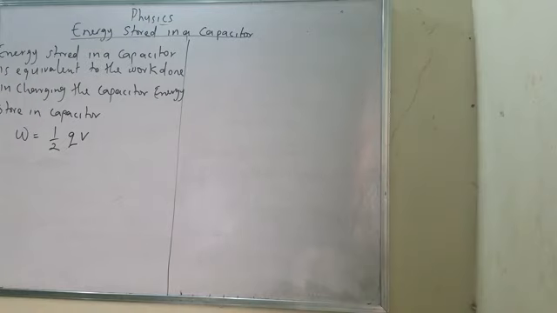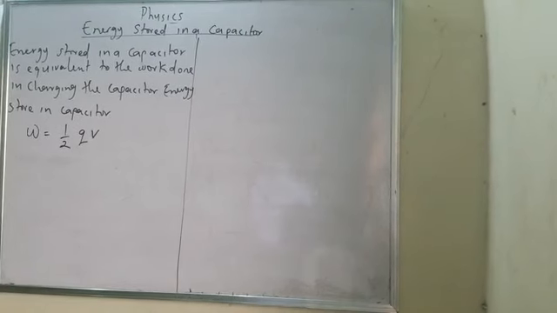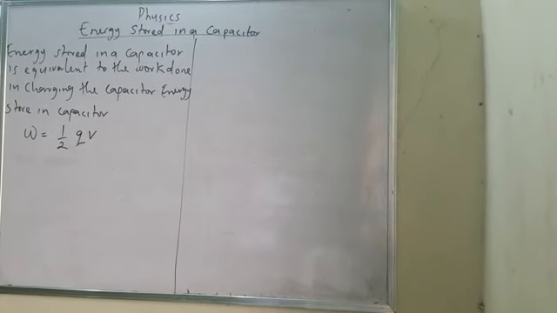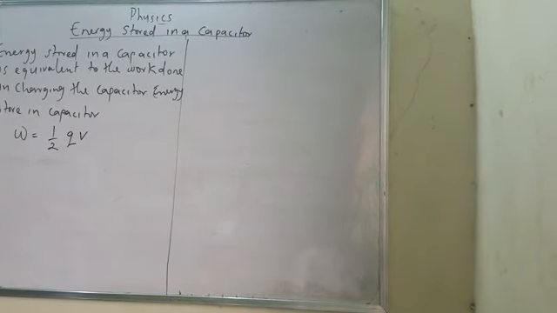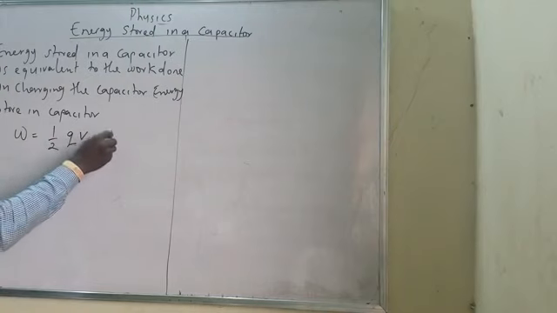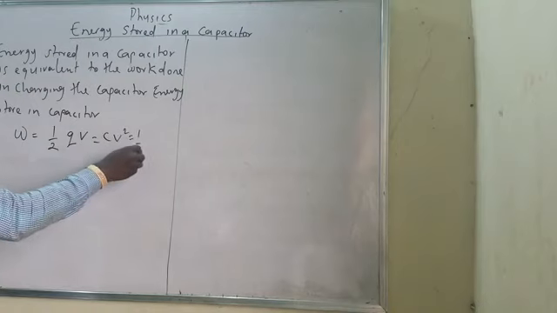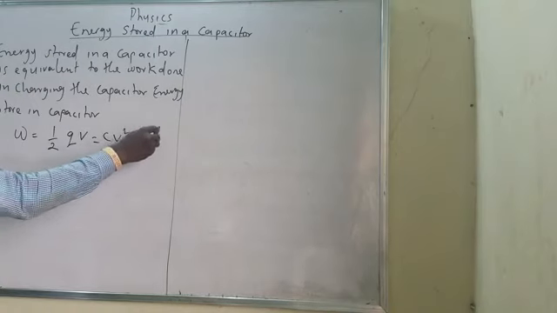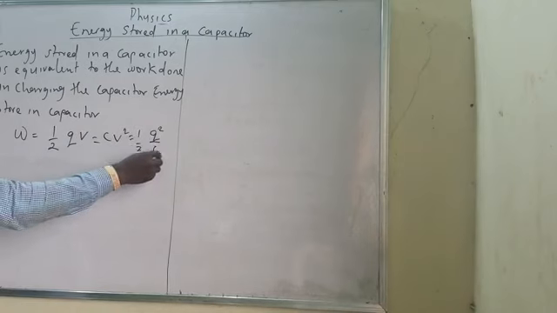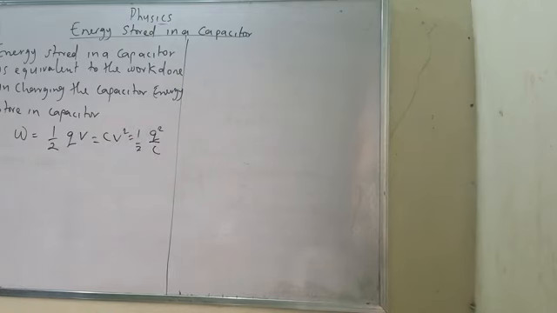Now, since I have that, it means I will be having my quantity, which can also be equal to CV squared, which can also be equal to 1 all over 2 Q squared divided by C. We have mentioned all this in our previous video.